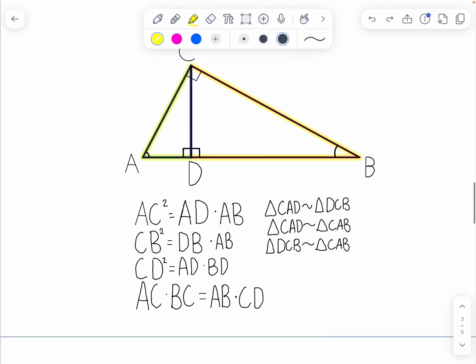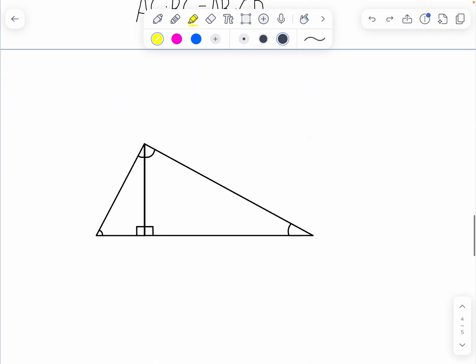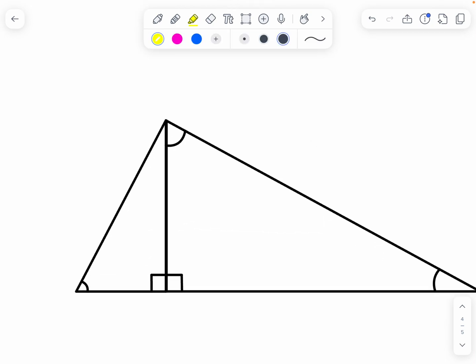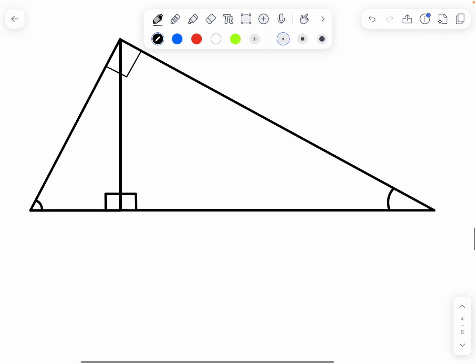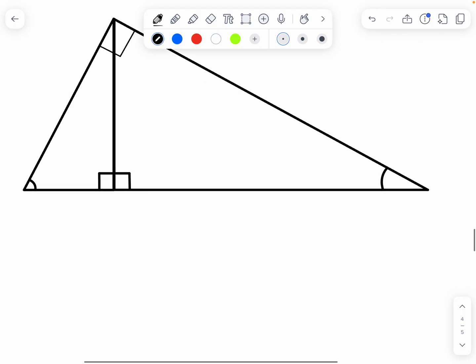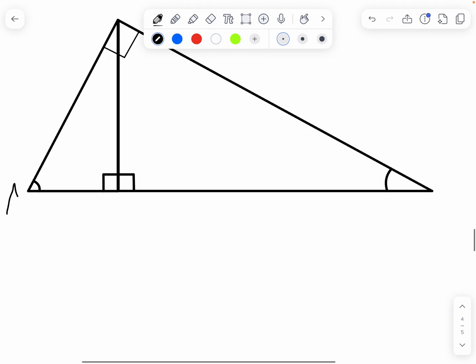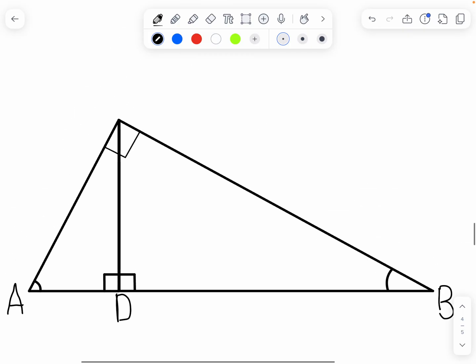Okay, first we need to label our right triangles. Okay, so our largest hypotenuse is going to be AB, and then CD is the altitude drawn, so this is going to be D, and the other right angle is C.